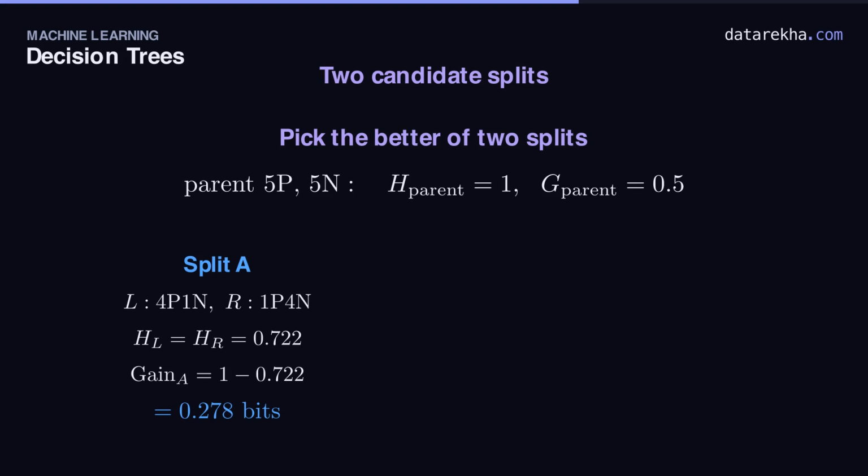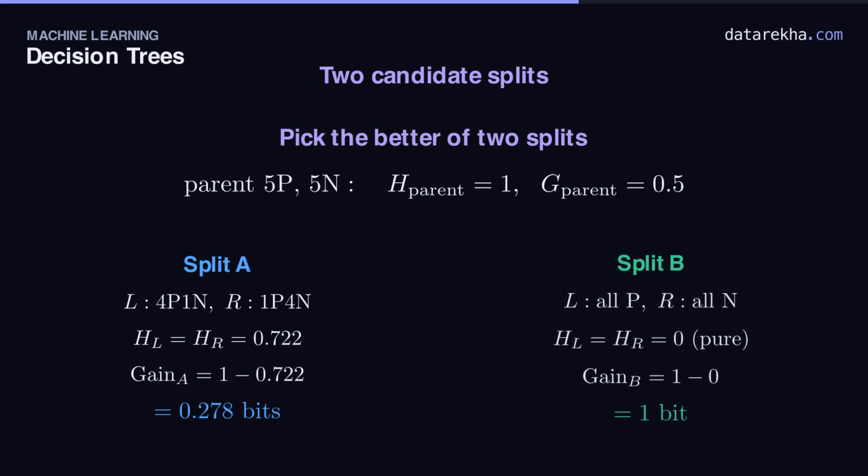A solid split. Split B is greedier still. It pushes every positive left and every negative right. Both children are perfectly pure, entropy 0, so the gain is the full 1 bit. The whole parent's uncertainty, wiped out in one question. So the tree picks split B without hesitation. 1 bit beats 0.278. It's the largest gain possible for this parent because it separates the classes completely.